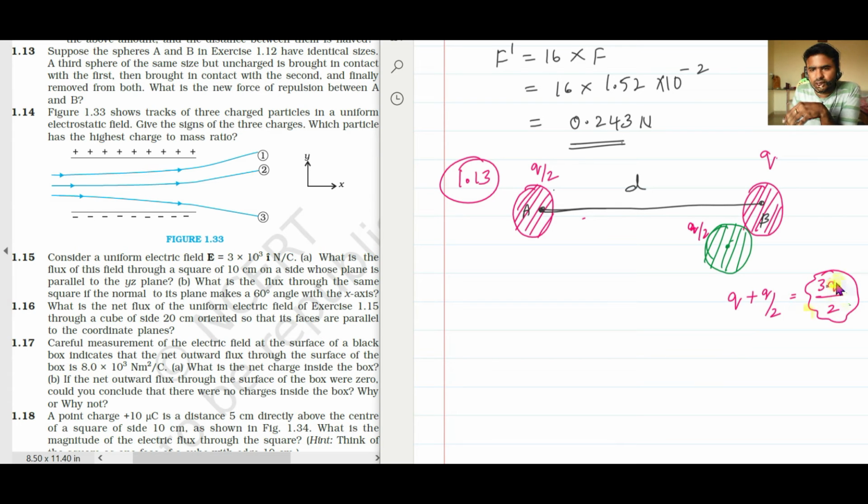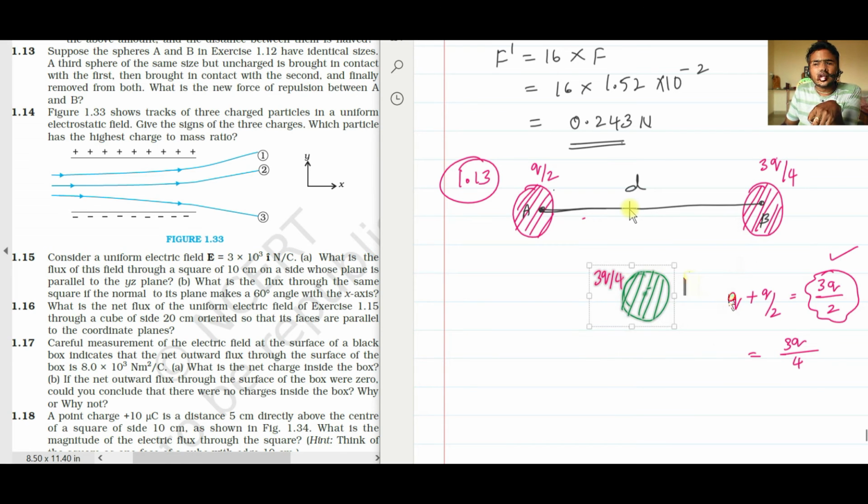Equally getting distributed means half of this total charge will be present in B and half on this sphere. So half of 3q by 2, that is 3q by 2 divided by 2, is going to be 3q by 4. Here it will be 3q by 4, and here also 3q by 4. Now you just remove it. Nothing will happen to the charge present on B, it will still remain 3q by 4. Now after this process, how much is the force between these two spheres A and B is the question.